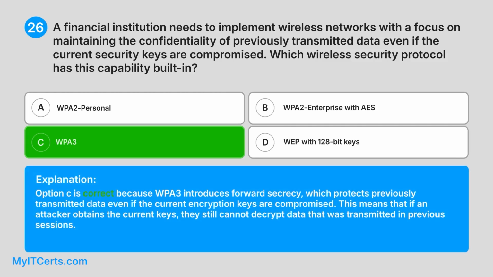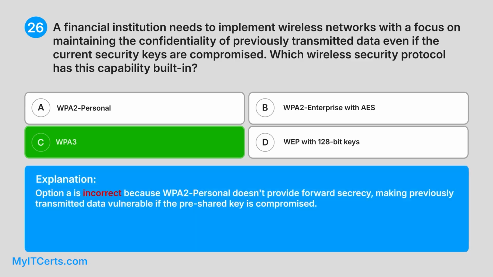Explanation. Option C is correct because WPA3 introduces forward secrecy, which protects previously transmitted data, even if the current encryption keys are compromised. This means that if an attacker obtains the current keys, they still cannot decrypt data that was transmitted in previous sessions.